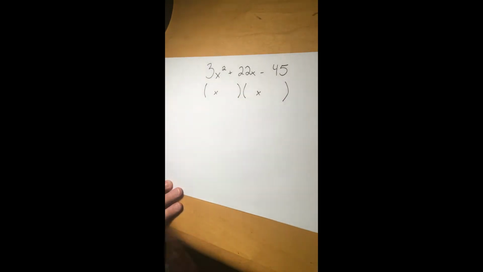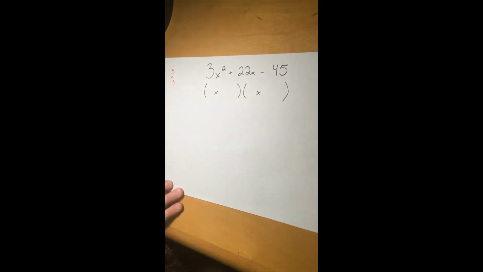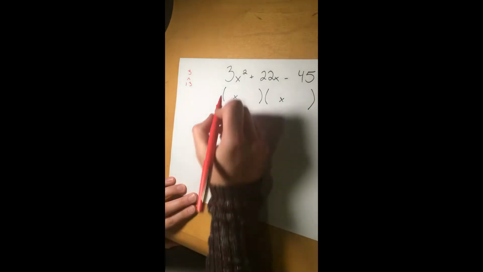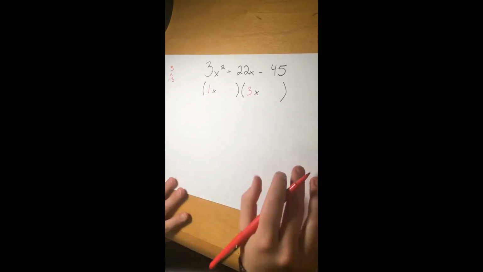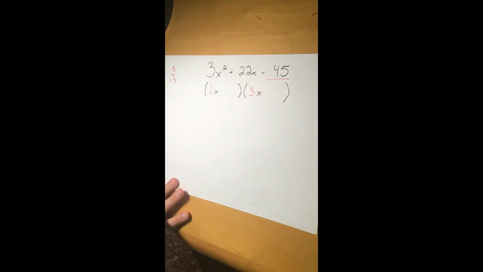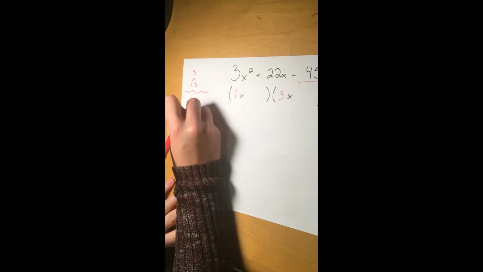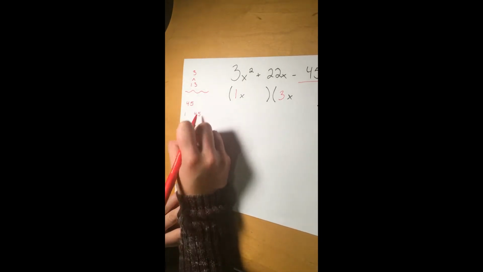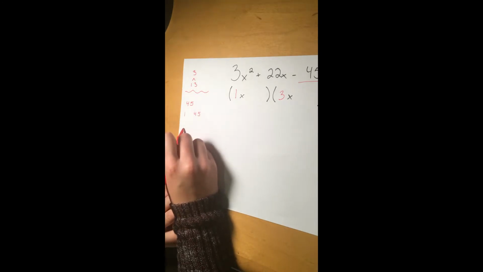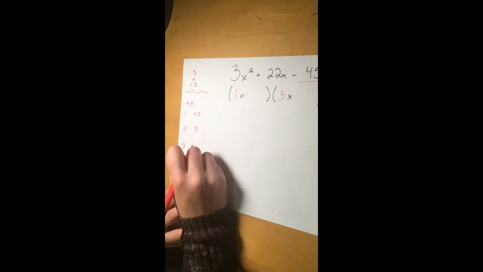3, we look at, break that down. The only things that can be multiplied are 1 and 3 to get 3. That's a prime number. So 1 goes on one of them, and 3 goes on the other. Then, same as before, we look at our last term, and we're going to break that down. So 45, you could get it by doing 1 times 45, maybe 5 times 9, or 3 times 15.